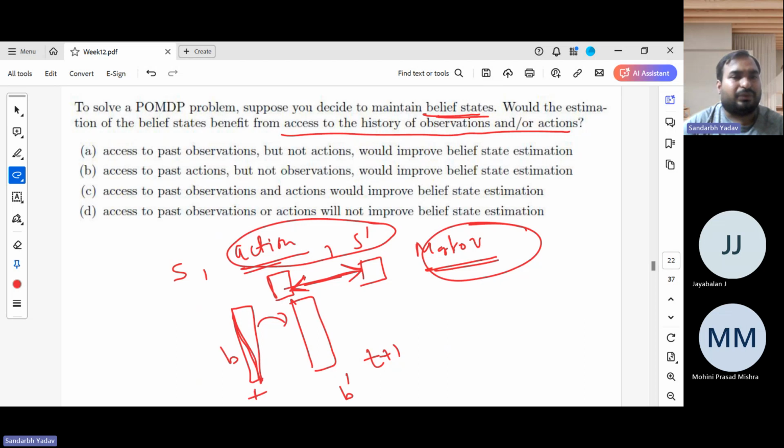So the answer is no. Will access to past observations or actions improve it? It will not improve, because you are already maintaining the belief of the last time step. What extra information will access to history give? Nothing, because you have already incorporated that history in the previous step's belief. You are updating this belief vector every time, b0, b1, b2, and this belief vector over all states will be there. It won't help. I think there is something in chat. Okay, fine. Now I'll move to the next question.